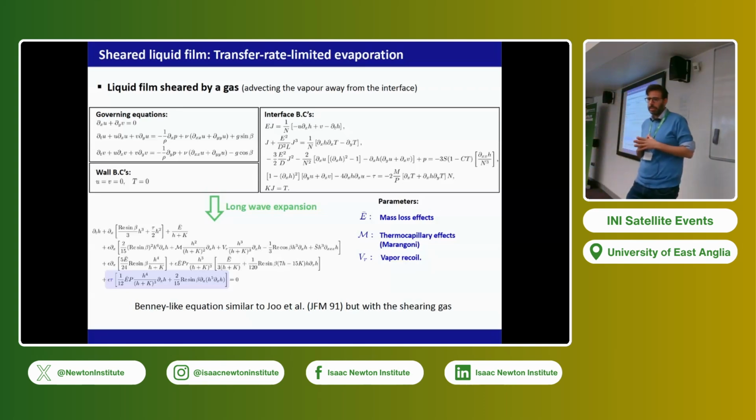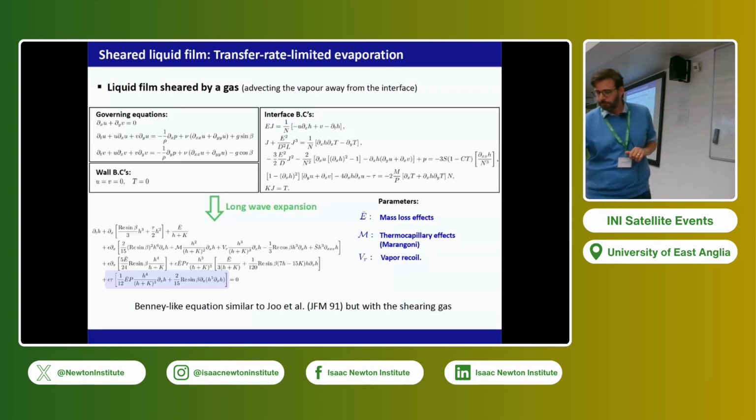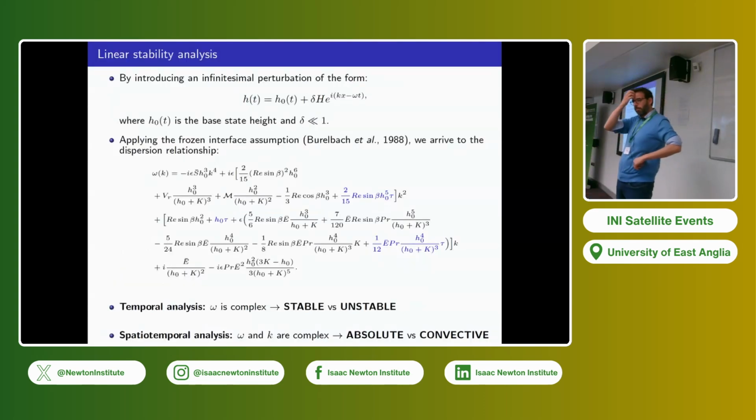Anyway, the parameters that we want to highlight, and there are many in this work obviously, are about the mass loss effects, thermocapillary effects, so we call Marangoni, but we don't have solutocapillarity, just thermocapillarity, and vapor recoil, okay? We do linear stability analysis with normal modes, so H0 is the base state height, and as you notice, it depends on time, but we can apply a frozen interface assumption that was introduced, as far as I know, by Burelbach et al. in '88.